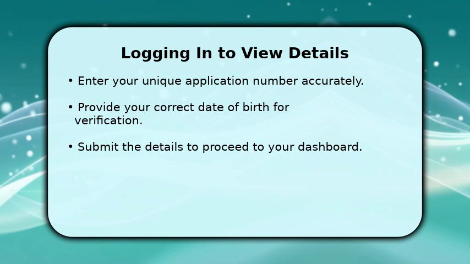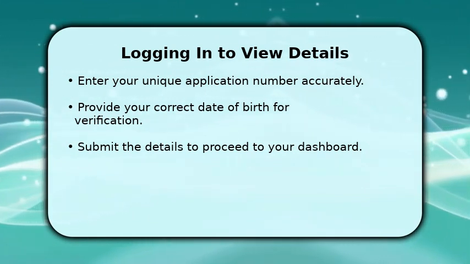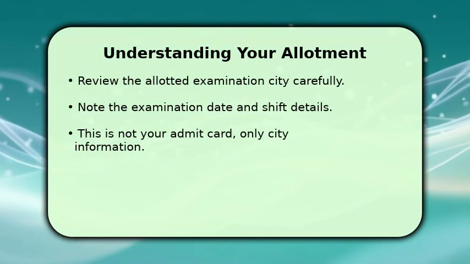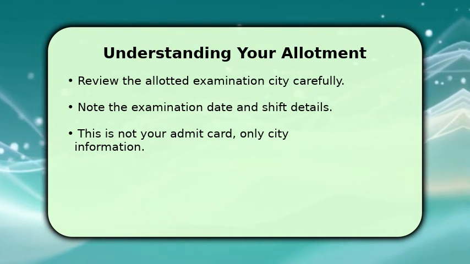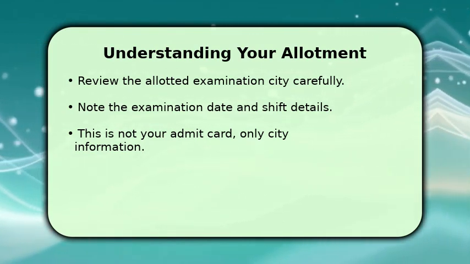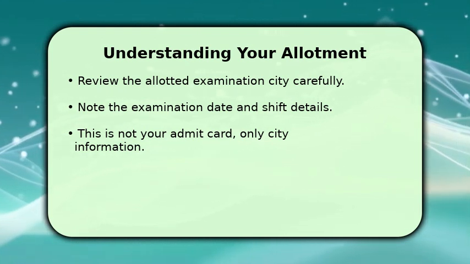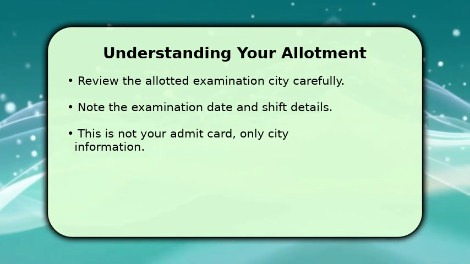After entering both pieces of information, click the Submit or Login button to access your personalized city intimation details. Upon successful login, your CUET City Intimation Slip will display. Carefully review the allotted examination city to confirm your assigned location. Also, take note of your specific examination date and the shift, whether it is morning or afternoon.